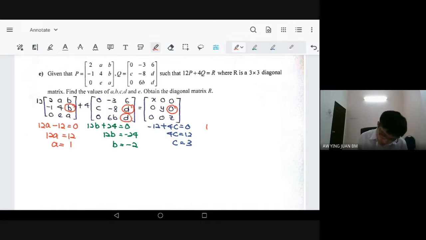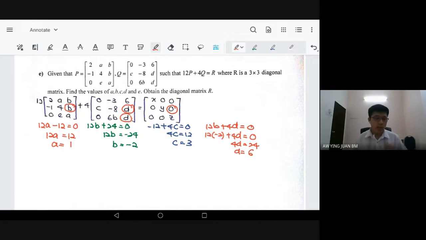So 12B plus 4D is equals to 0. So kindly substitute the B. We have 12 multiplied with negative 2 plus with 4D is equals to 0. So we have negative 24 plus 4D is equals to 0. So kindly rearrange. So 4D is equals to 24. So D is equals to 6. So A, B, C, D, done.